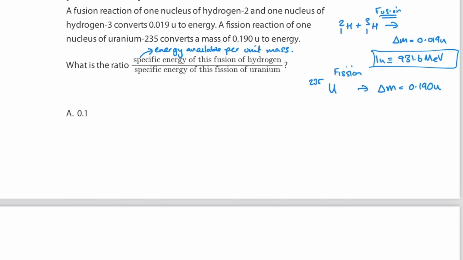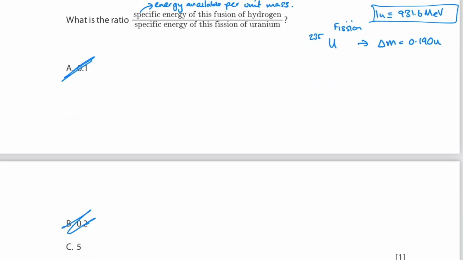But we already know something. We know that any fusion reaction gives out way more energy than any fission reaction. So we already know that the specific energy of fusion is going to be greater than the specific energy of fission. That means this ratio is going to be greater than 1. So we can already say A and B are out. So how do we work out the final answer?